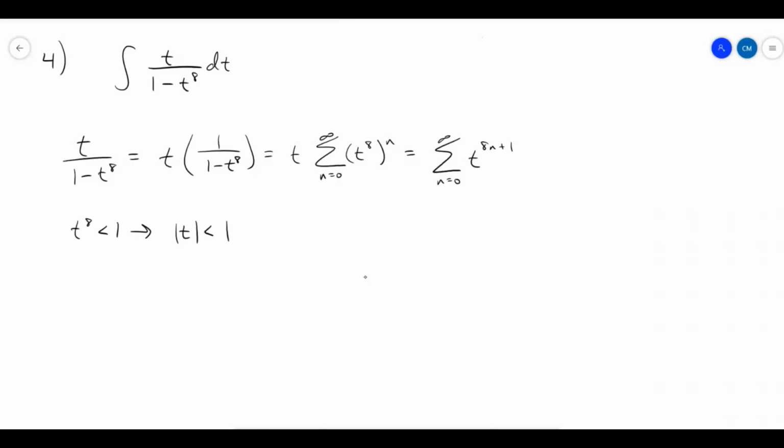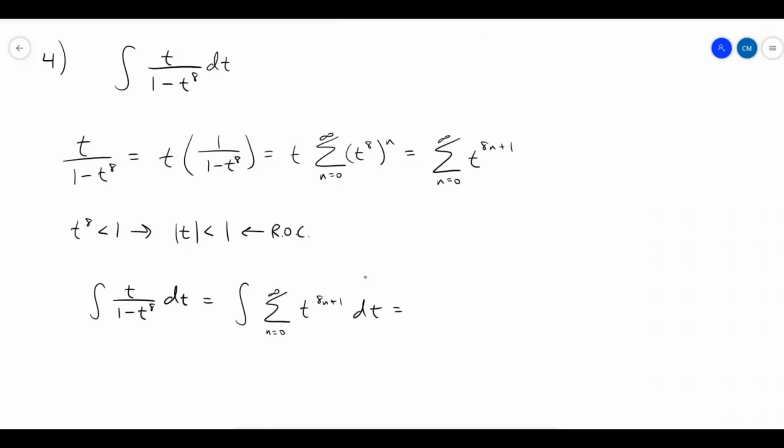And so that's the radius of convergence right there. And that's not going to change as far as what we do after this. Okay, so far what we have is the power series representation for the integrand. So what we want though is the integral in total. So we have to change this into its power series representation, which we just found was this: t to the 8n plus 1. And we're going to integrate that now.